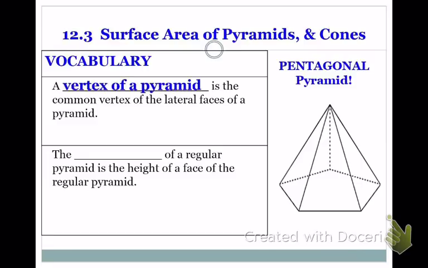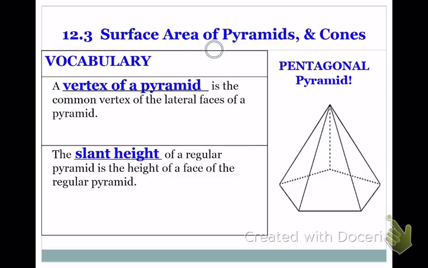The vertex of a pyramid, which is the same as the vertex of a cone, is simply the common vertex of the lateral faces, or it's where the triangles meet, or it's this top point here. The same thing for a cone. At the same time, there's a slant height that we have to consider.